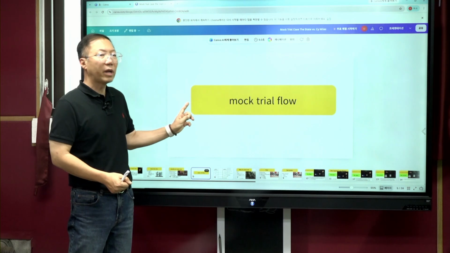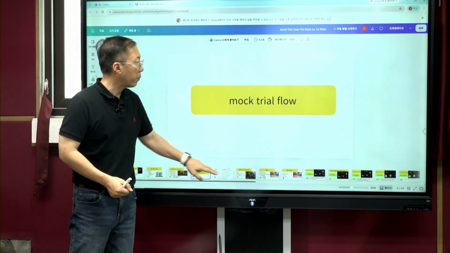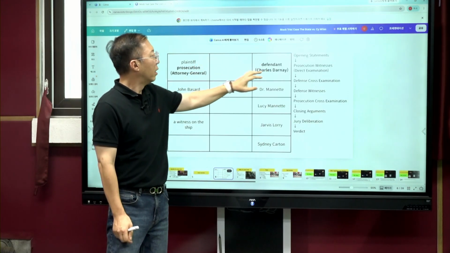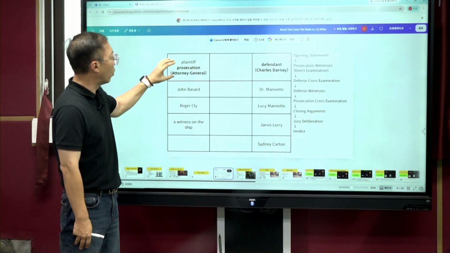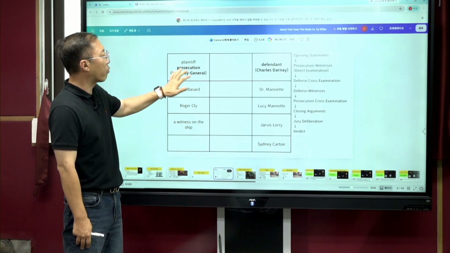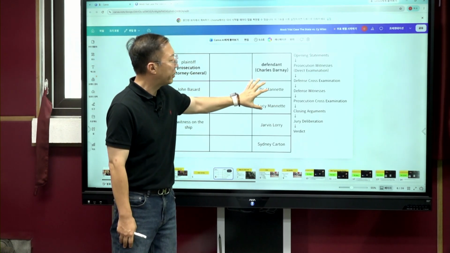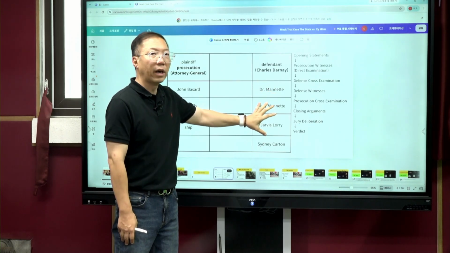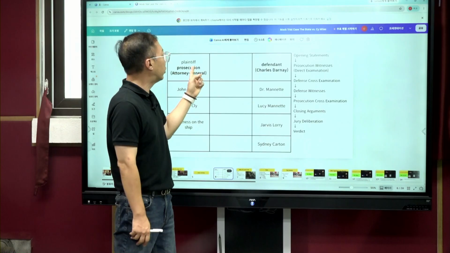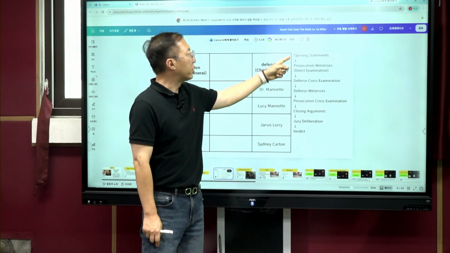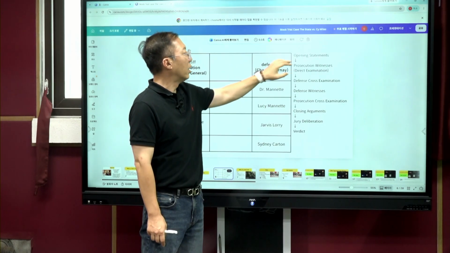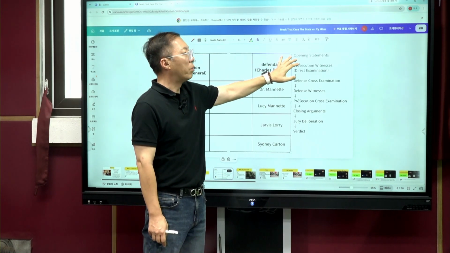So let me briefly tell you the mock trial flow. We have the prosecution side and the defendant side. Here we have the prosecution lawyer and witnesses. These witnesses are all supporting the prosecution side. And we have defense side witnesses, who are supporting the defendant's case. First, each lawyer will give an opening statement. The prosecution lawyer begins the opening speech, and then the defense lawyer gives the opening speech.